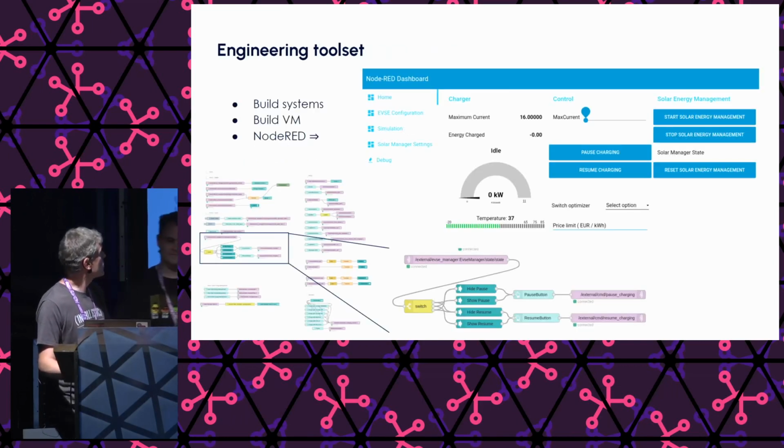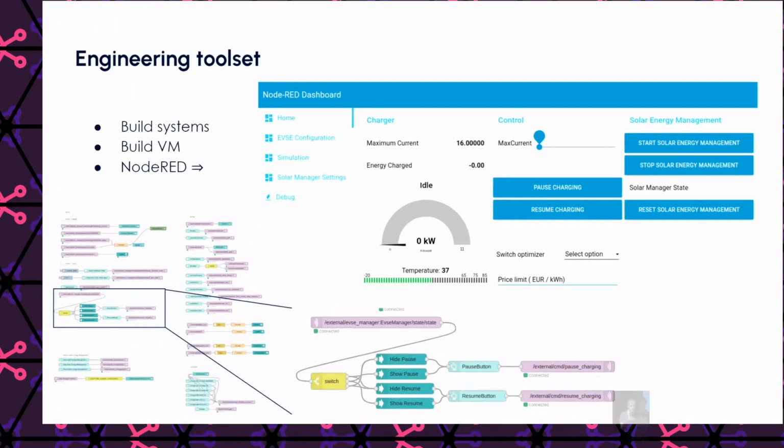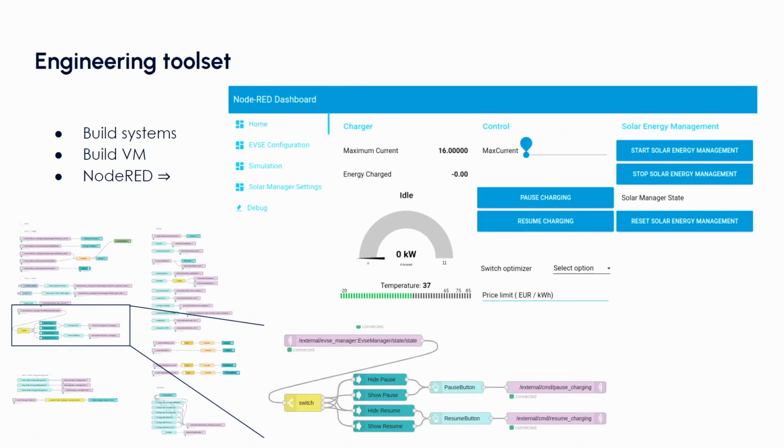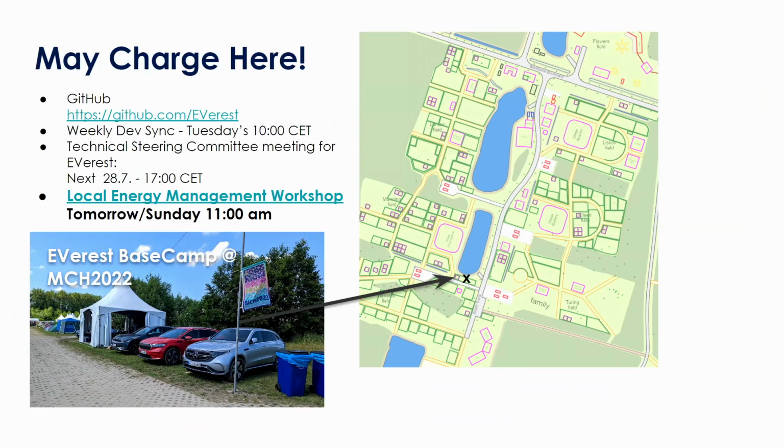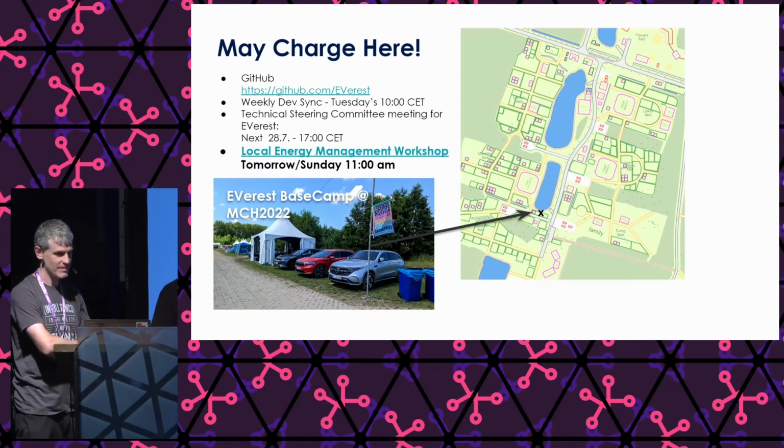We do use a lot of Node-RED during development. Since it's based on MQTT, it's actually fairly easy to drop in Node-RED and build some development UIs to visualize something or add some buttons to do something in the meantime. So that's a very nice tool to use with EVerest. Yeah, and basically that's what EVerest was about.